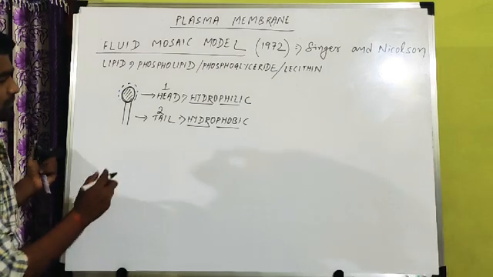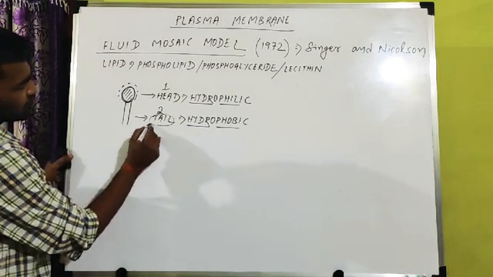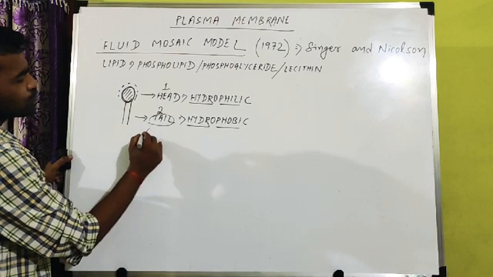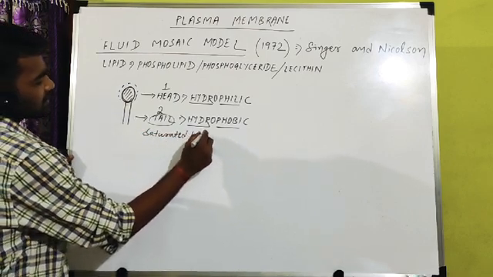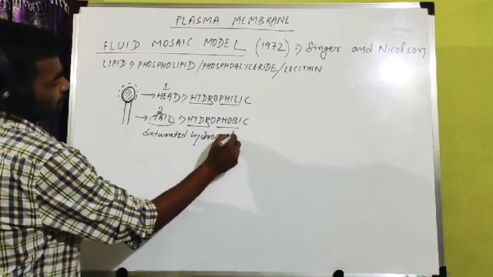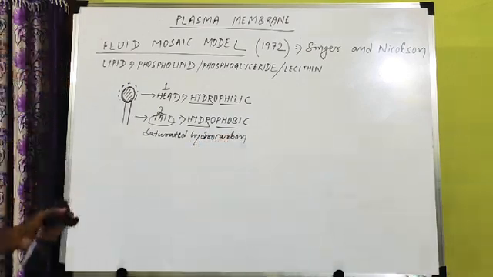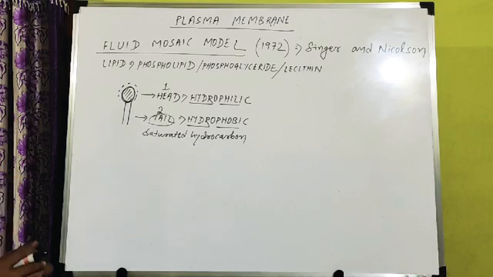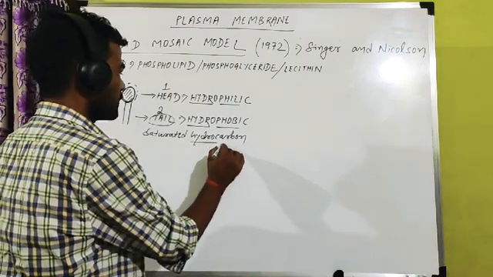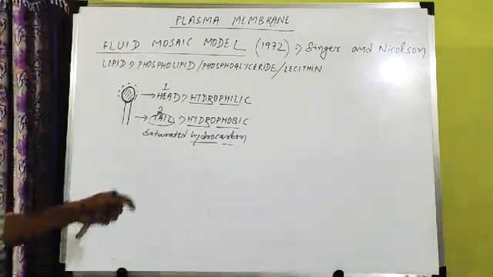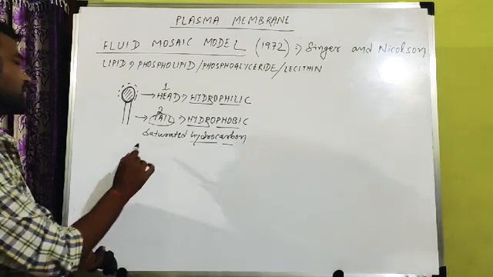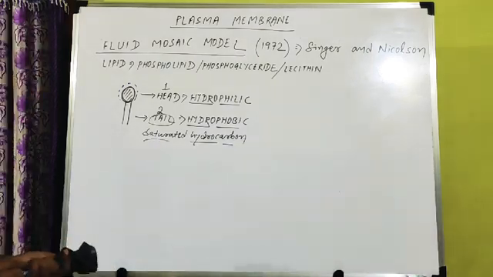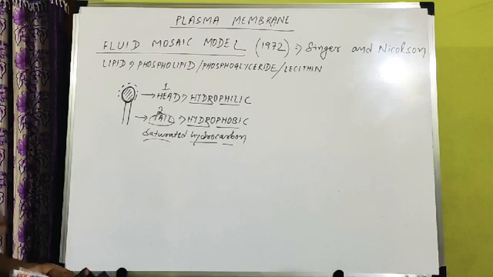It is observed that this tail part of the phospholipid is made of saturated hydrocarbons. What is a saturated hydrocarbon? You have already read what a hydrocarbon is: compounds of hydrogen and carbon. But saturated means there is no double bond, only single bonds are found. When double bonds are absent, that is called saturated. And a saturated hydrocarbon generally does not react with any chemical.